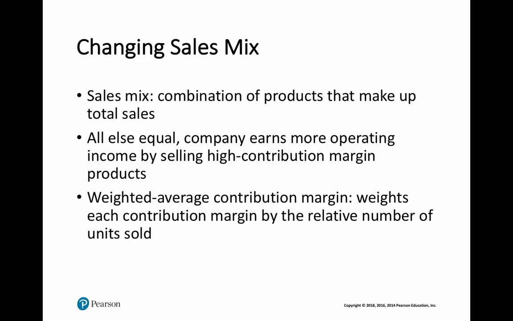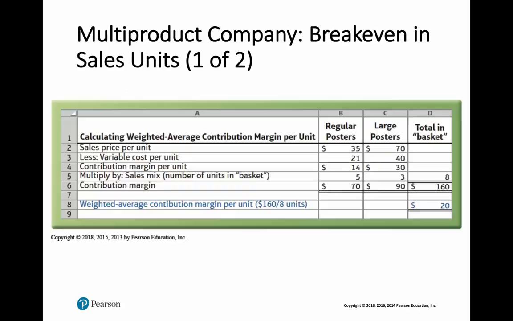And then we're going to use our weighted average contribution margin and our weighted average contribution margin ratio, and that's going to weigh out each contribution margin by the relative number of units sold. So that's what we're going to calculate, and that's really going to be our only difference between a one-product company and a multi-product company. Instead of getting our contribution margin per unit, we're going to get our weighted average contribution margin per unit based on that sales mix.